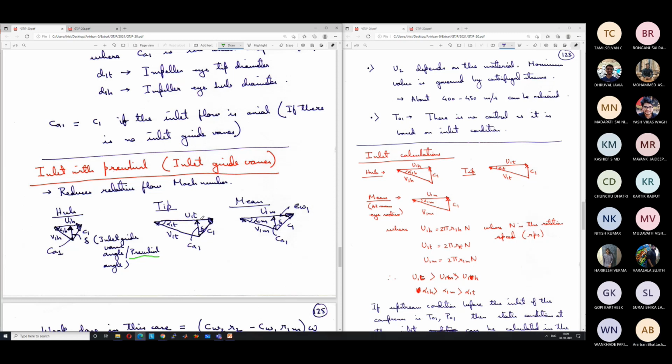Answers. If we introduce inlet guide vanes, will the pressure rise remain constant? Will it increase or will it decrease? Keeping everything else the same.